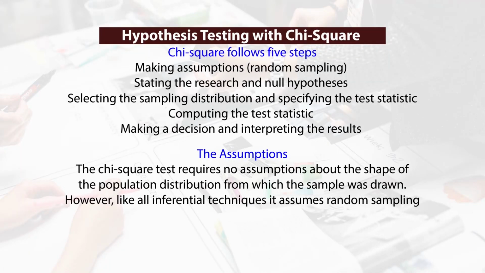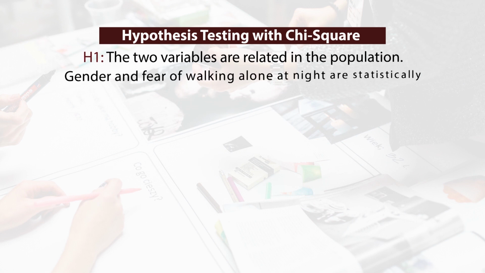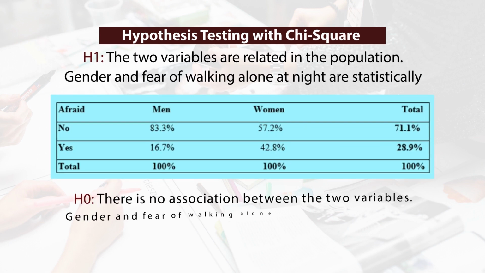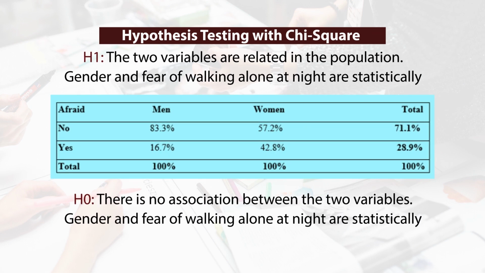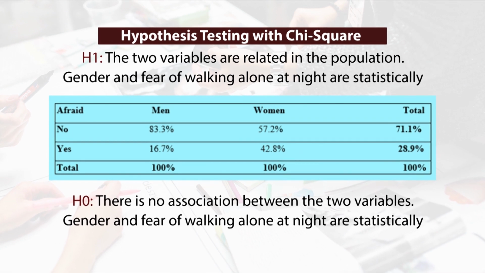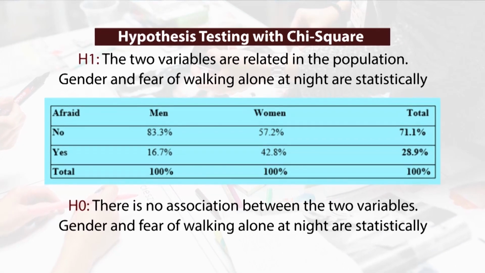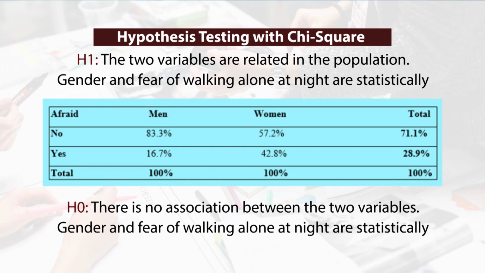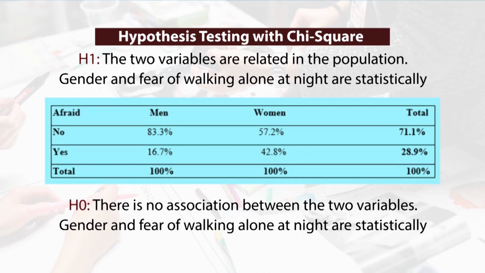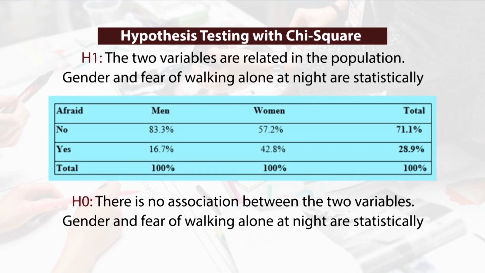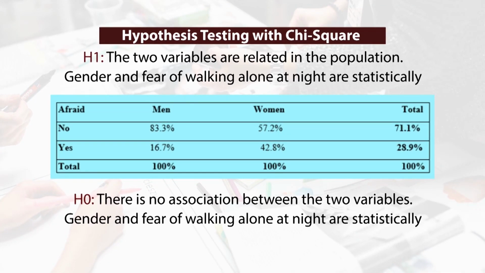So if we talk about the alternate hypothesis, which is denoted by H1, the two variables are related in the population. Gender and fear of walking alone at night are statistically dependent. And if we see the table, for afraid, no, it is 83.3%, for yes, it is 16.7, for women, it's 57.2, and when we take a total, the total is coming this. So there is no association between the two variables. Gender and fear of walking alone at night are statistically independent.